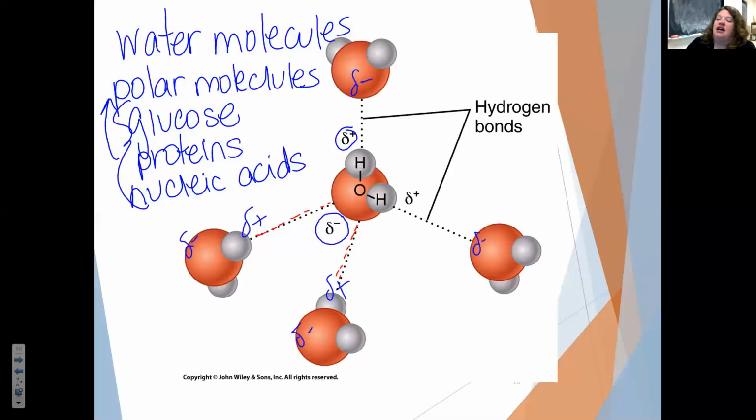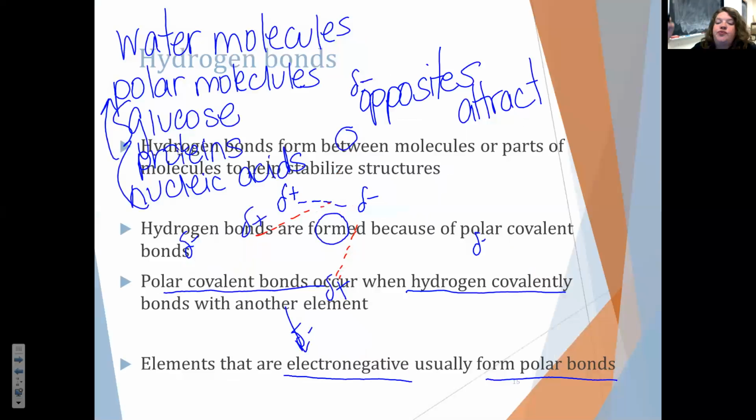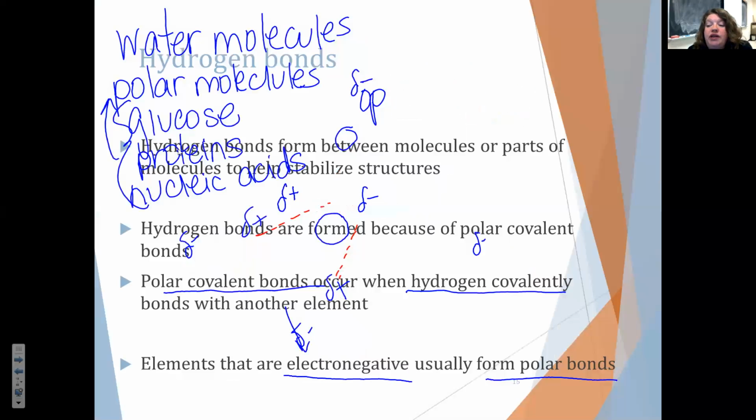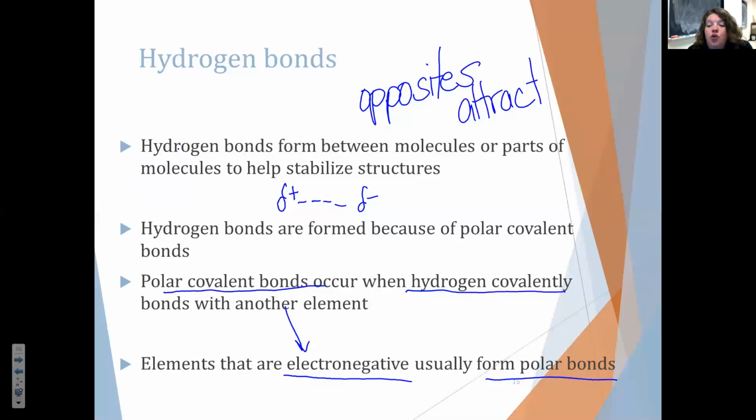So on the previous slide, I have written hydrogen bonds form between molecules or parts of molecules and can help stabilize structures. We're going to see that in the double helix that is the DNA, the two strands are held together by hydrogen bonds. We're going to see that proteins have to be folded properly in order to function, and that folding is stabilized by hydrogen bonds.